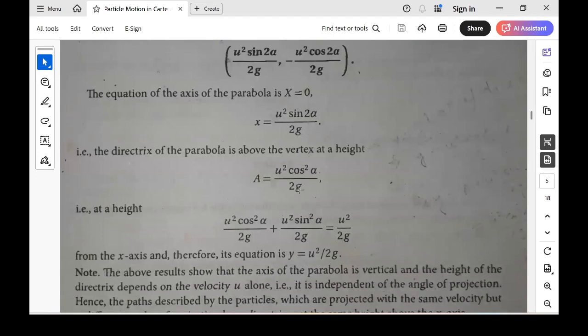So from there only you can find the equation of the directrix. What is A? With a bit of simplification, you can get y equals to u square by 2g as the equation of the directrix. Okay, because if you remember, capital A was u square cos square alpha by 2g. At a height means what is the height? We are measuring from the x-axis, right? It's from the origin. That means from the x-axis we are measuring. So this A plus whatever the height was, we need to add up these two things. That means at this height you are getting the directrix, at this height on the x-axis. Okay.